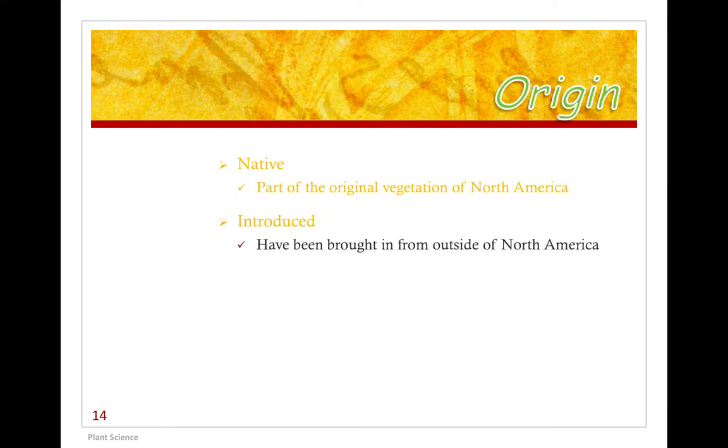Next is origin. Origin can be classified as either native, which means they were part of the vegetation originally in North America, or introduced, which means they have been brought in from somewhere outside of North America. Many introduced plants were brought in to increase the production of rangeland or pastures, for example, some of the clovers. Other plants were introduced accidentally and are weeds, such as leafy spurge. Some plants were brought in as ornamentals and escaped to the wild and are now weeds. Purple loosestrife is an example of that.